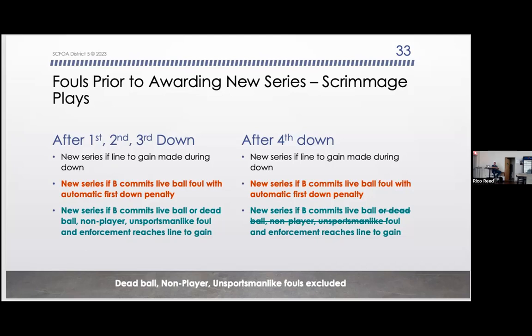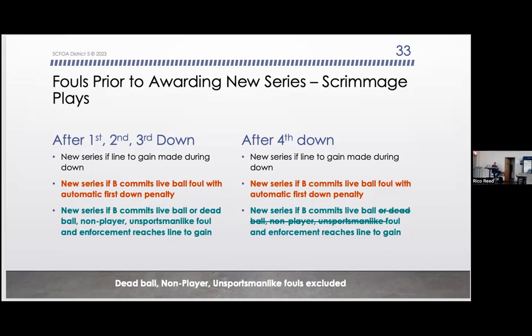And a new series is awarded if B commits a live ball or a dead ball, non-player, or unsportsmanlike foul, and enforcement reaches the line to gain. That's first, second, and third down. On fourth down, we take out the dead ball, non-player, unsportsmanlike component of that.